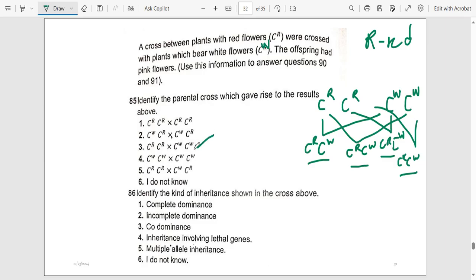It's this one. Identify the kind of inheritance. If you are getting a color that is in between, you add red and white, and then you are getting pink. That is incomplete dominance.